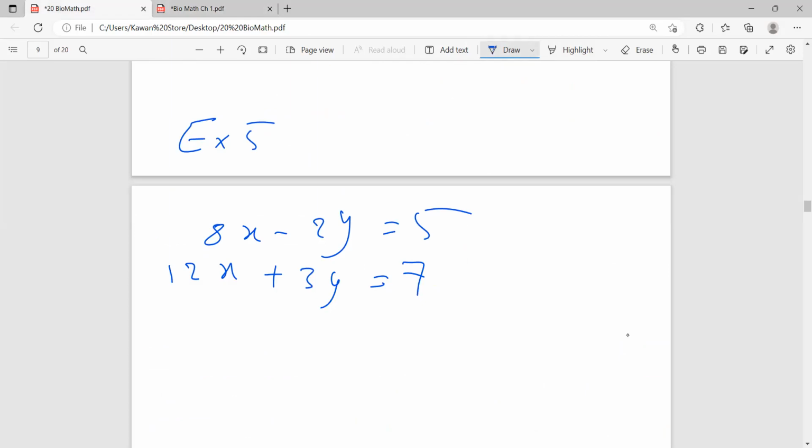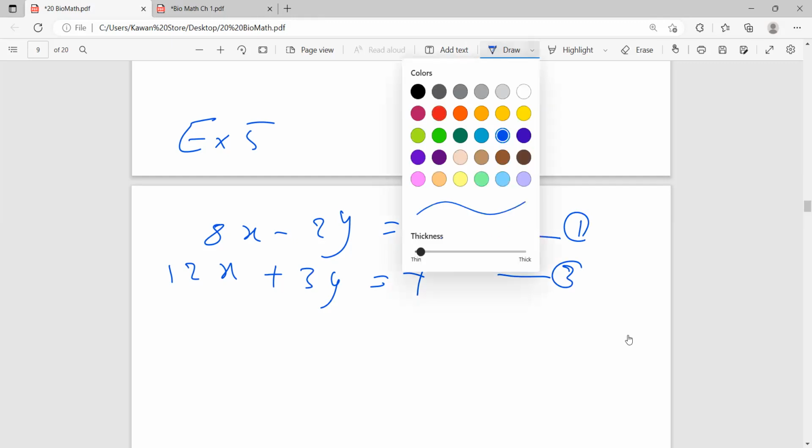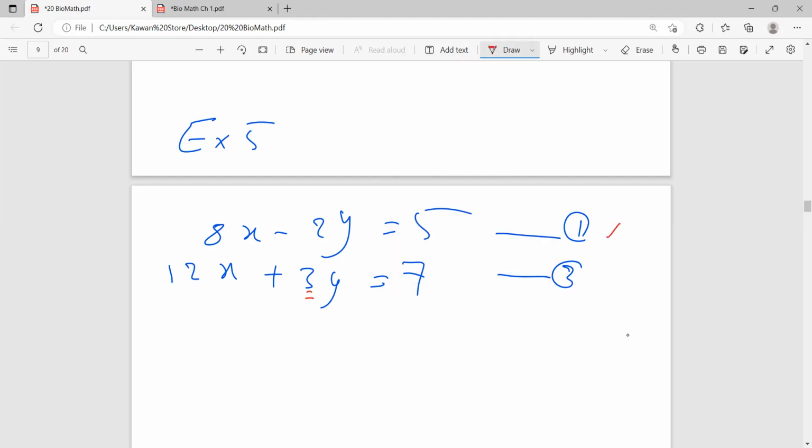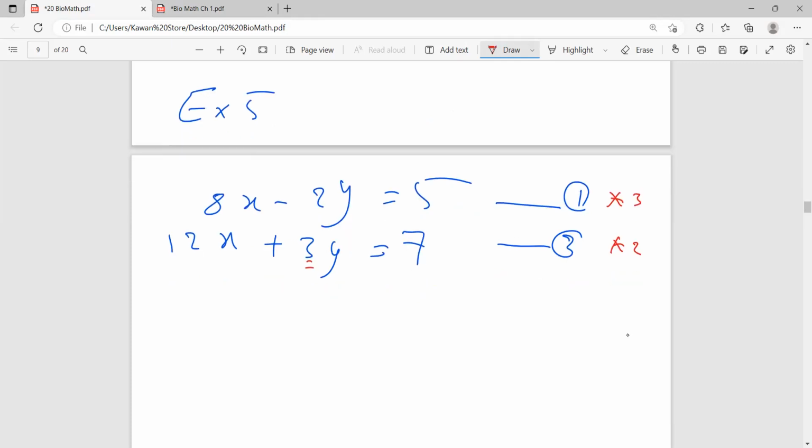If I use the second method, I should multiply both equations. Why? Because the coefficients of none of them are equal. So I'm going to multiply equation number 1 by what? By 3. Why 3? Because here's 3. How about equation number 2? By 2. So I will get what? 3 by 8? 24x minus 6y equal to 15. That's the new equation number 1.